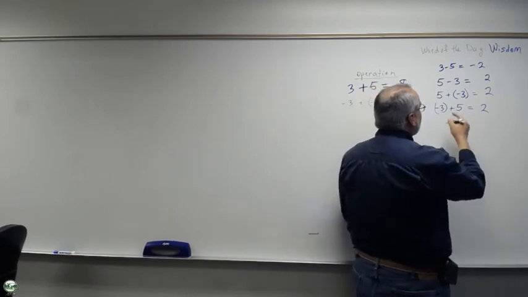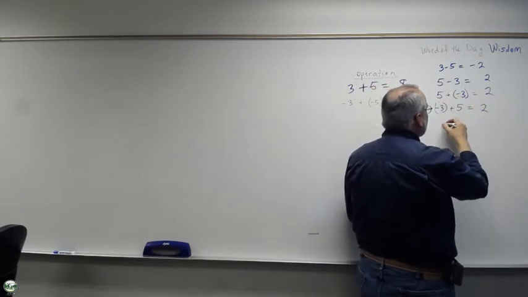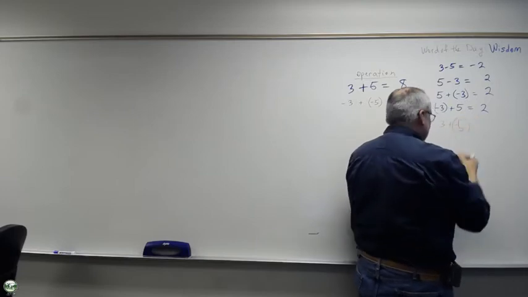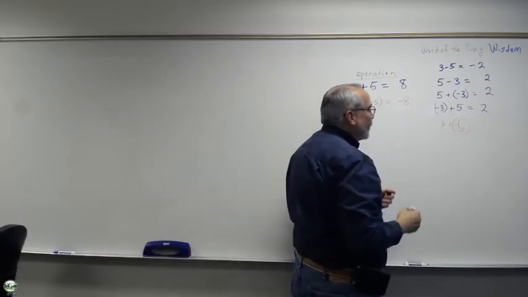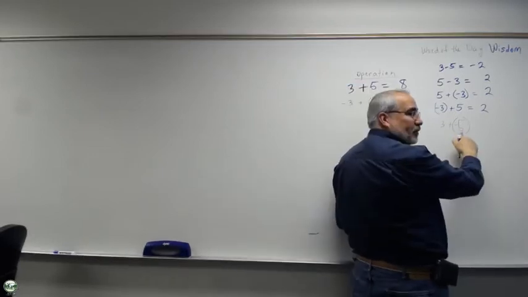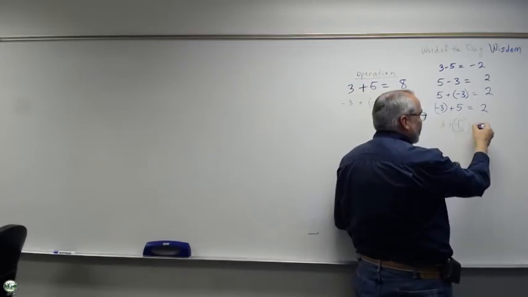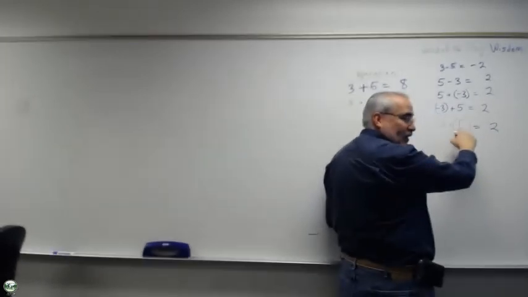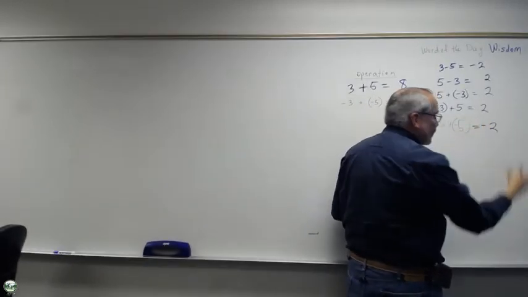If we switch it around and we think of this as 3 plus a negative 5, we're still going to subtract. 5 minus 3 is 2, but the larger number has a negative sign on it, so that's when it's going to be negative.